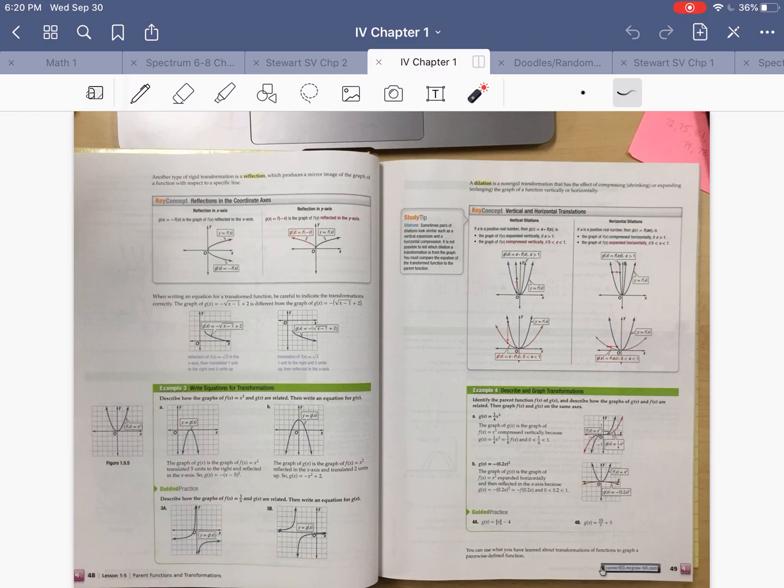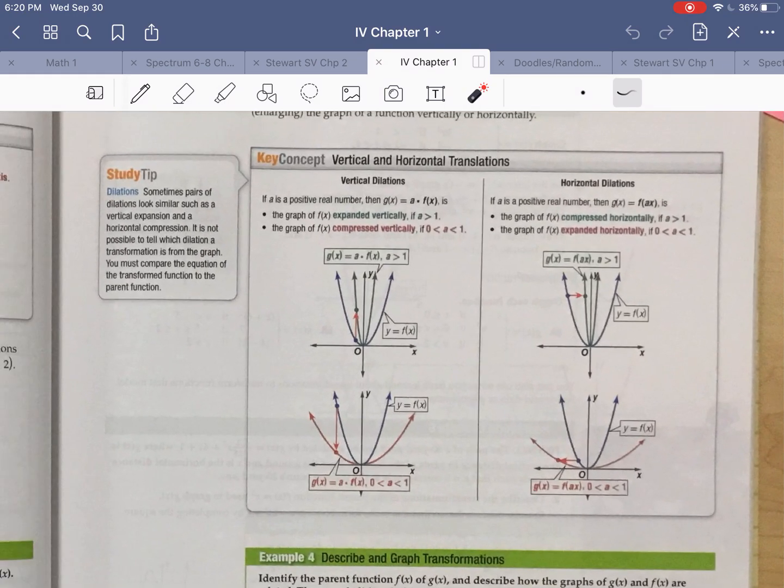Let me see here. Reflections, vertical and horizontal translations.